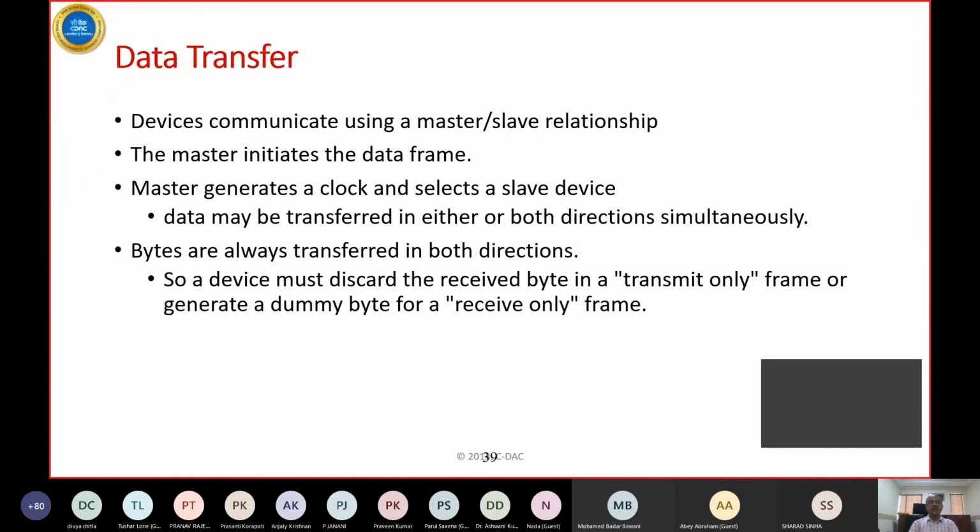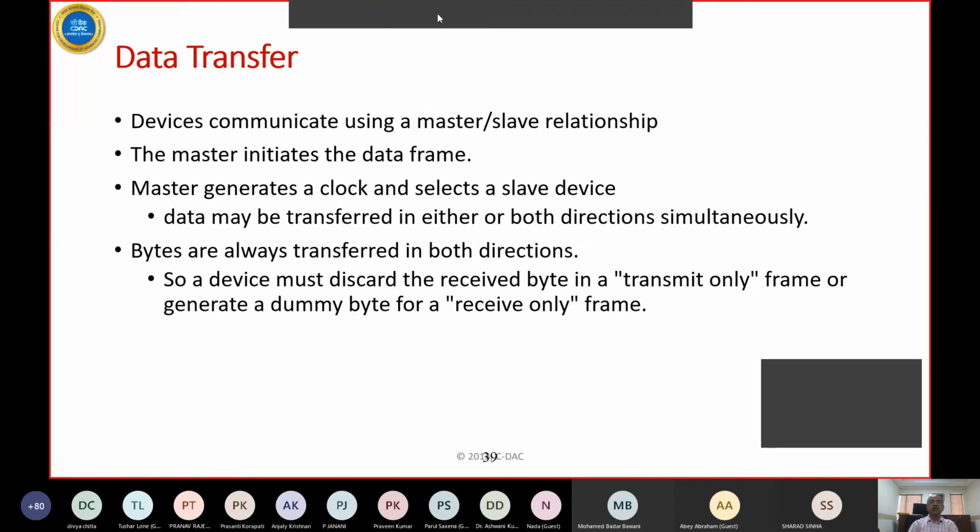The side effect is that it can be transferred in both directions simultaneously, because whether you like it or not, transfer takes place in both directions. You cannot say I'm only transmitting the data. When you transmit the data, a byte comes back. So if you are implementing a transmission only, then the received byte must be discarded.